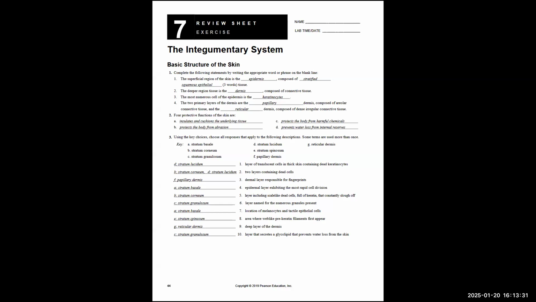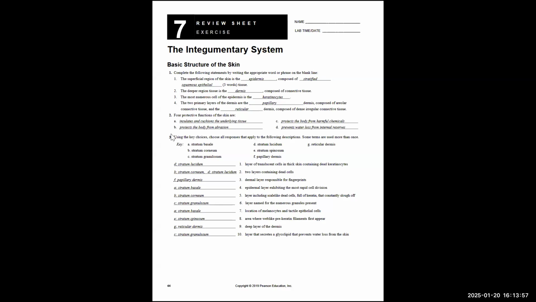Number 2, 4 protective functions of the skin are A, insulates and cushions the underlying tissues. B, protects the body from abrasion. C, protects the body from harmful chemicals. D, prevents water loss from internal reserves.